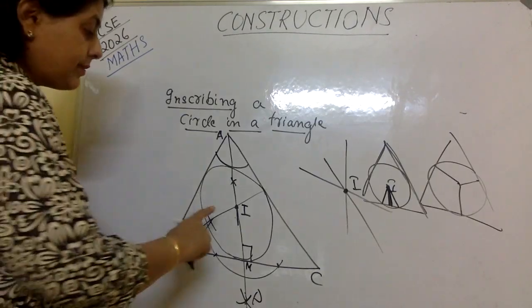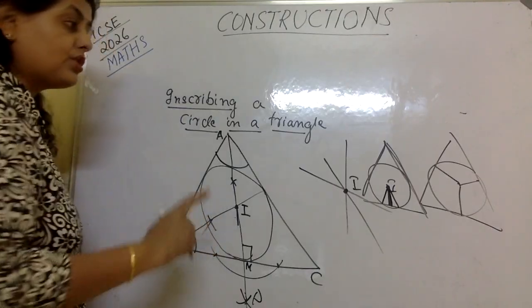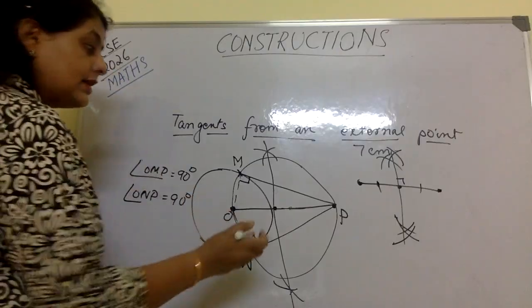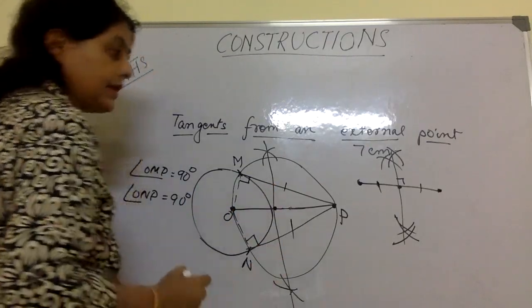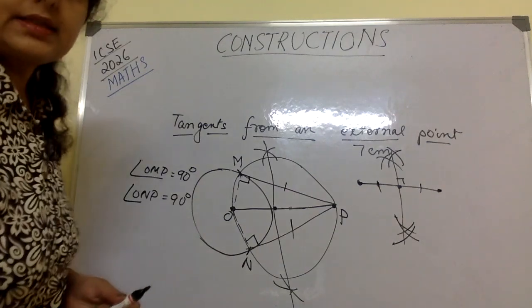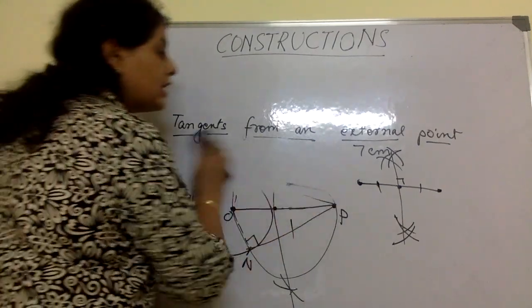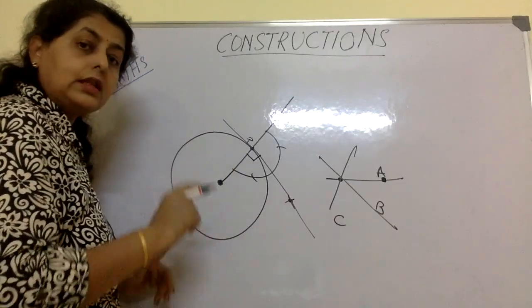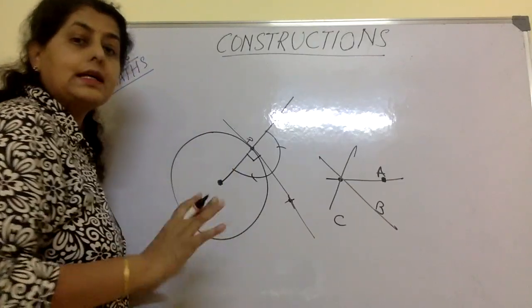So this is how you draw an incircle. So these are the 2 tangents that we wanted, PM and PN. Okay, so these are the 2 tangents that we wanted from an external point. So our tangent at the point of contact to a given circle of a given radius is done.